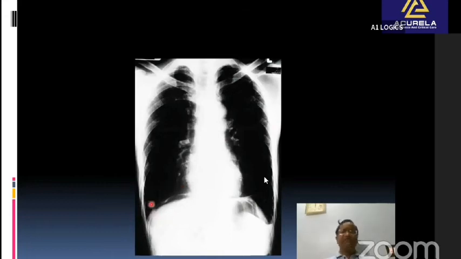Here you can see, if you miss like this, you are obviously likely to miss the perforation. So if you directly think like this, directly seeing the lung shadows, yes, you are likely to miss the perforation.